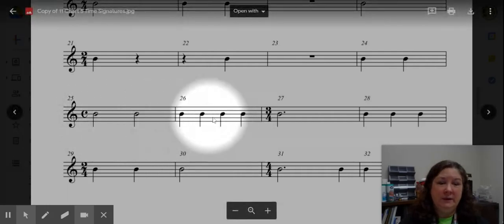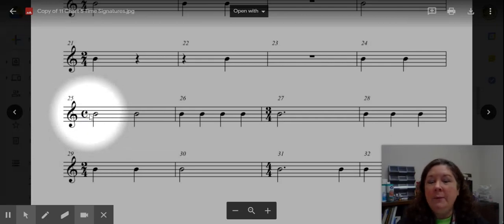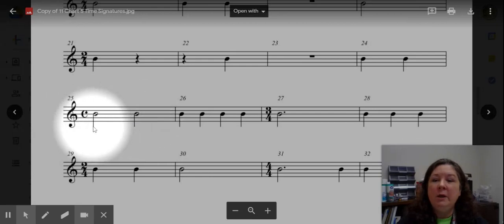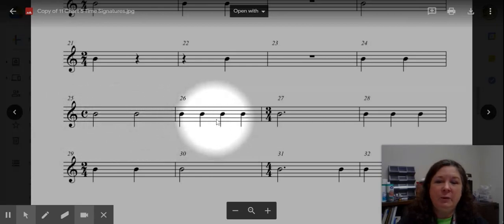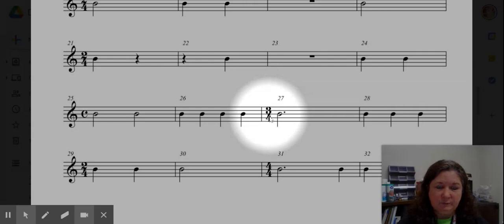This is also a little different. You'll notice that we have in the time signature at the beginning of measure 25 a C. We have learned that this C is an abbreviation for common time, and the most common time signature is 4/4. So we are counting in 4 beats per measure. We're going to do that for 2 measures, measure 25 and 26, and then in measure 27, they're going to change that on us, and we're going to be counting in 3.